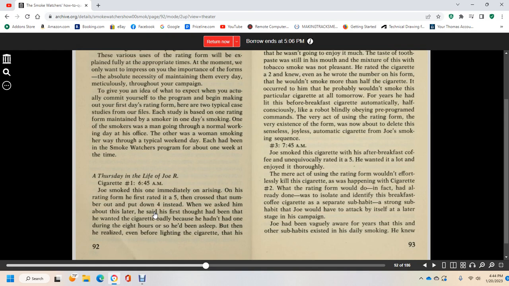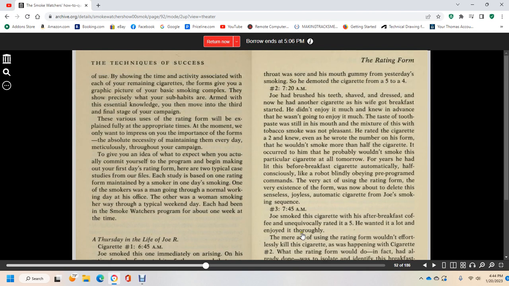Thursday in the life of Joe R. Cigarette number 1, 6:45 a.m. Joe lit up, and immediately on his rating form he crossed out the 5 and put in a 4 instead. When he asked himself about it later, he said his first thought was that he wanted a cigarette badly because he hadn't had one during the eight hours he had slept. But then, even as he lit the cigarette, he realized that his throat was sore and his mouth was gummy from yesterday's smoking, so he changed the rating from a 5 to a 4.